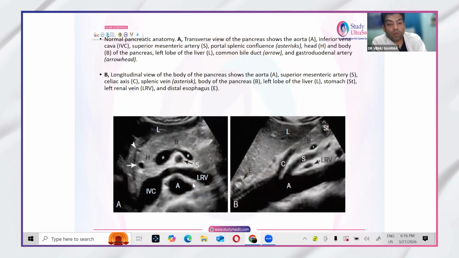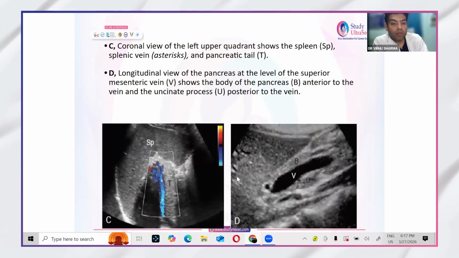This is again the normal variant anatomy. You can see that this is the body of the pancreas. You can see the splenic vein going beneath it, IVC, aorta. This is the gastroduodenal artery. This is the coronal view of the left upper quadrant, and it shows spleen, splenic vein, and pancreatic tail. Longitudinal view of the pancreas at the level of the superior mesenteric vein shows the body of the pancreas anterior to the vein and the uncinate process posterior to the vein.